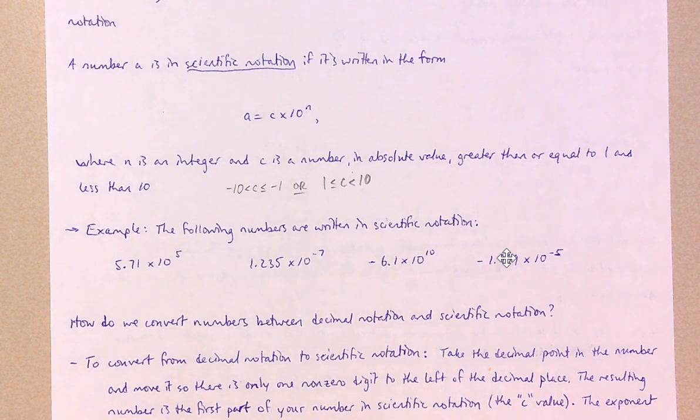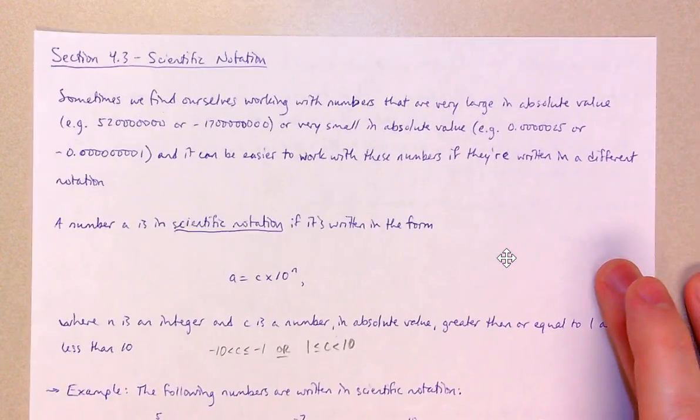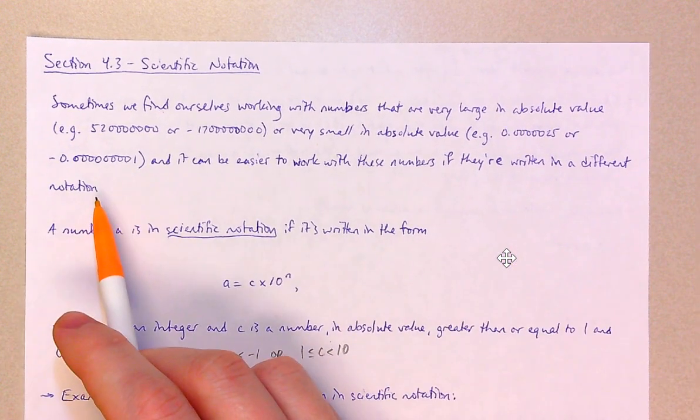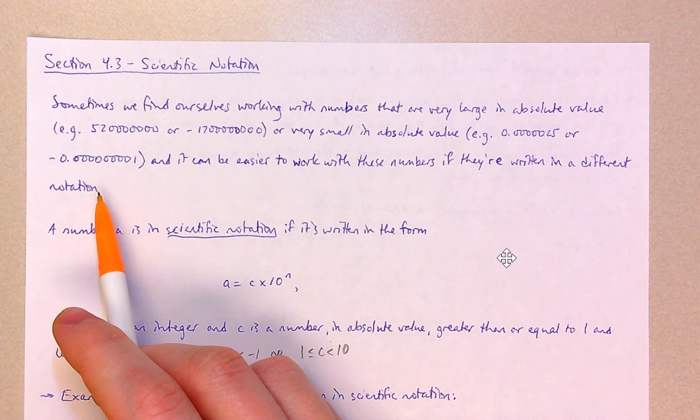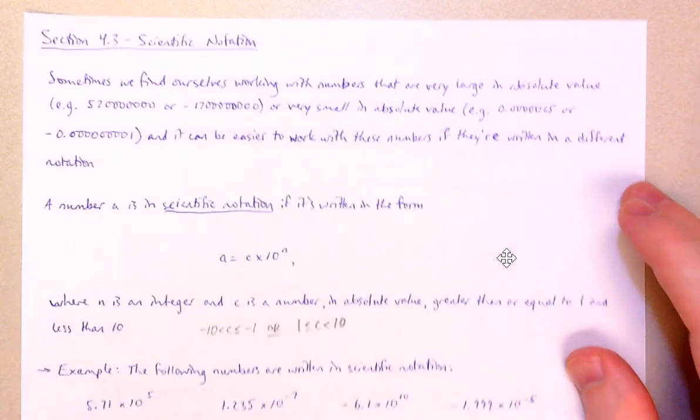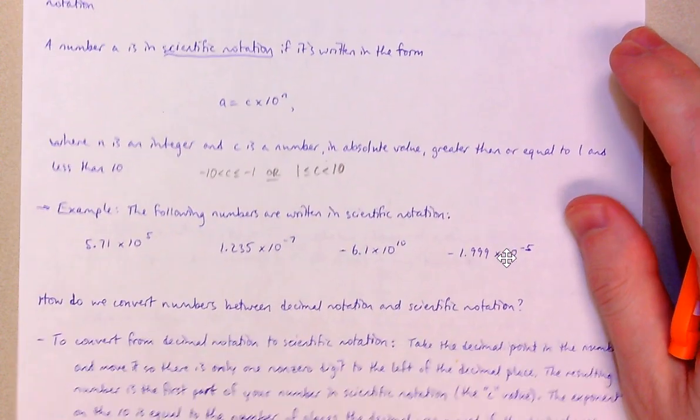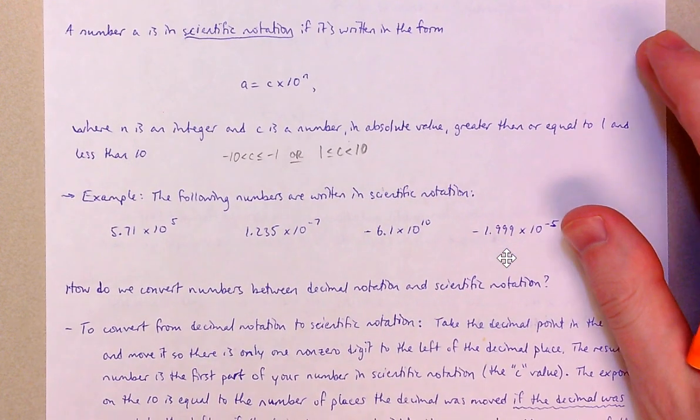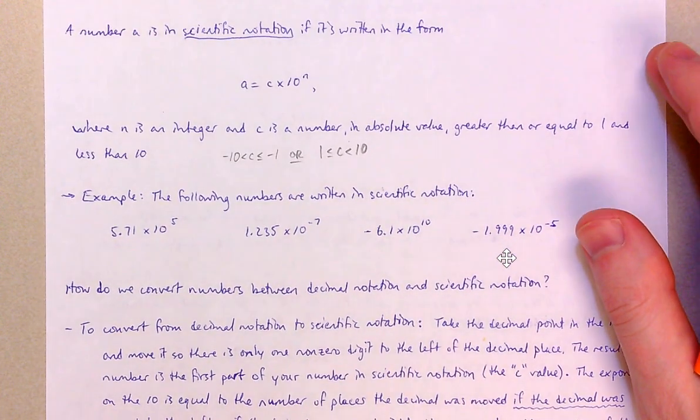So the big question is, how do we convert between scientific notation and the way that we typically write these numbers, like negative 0.00000001? The phrase for how we write numbers as we typically do is decimal notation.